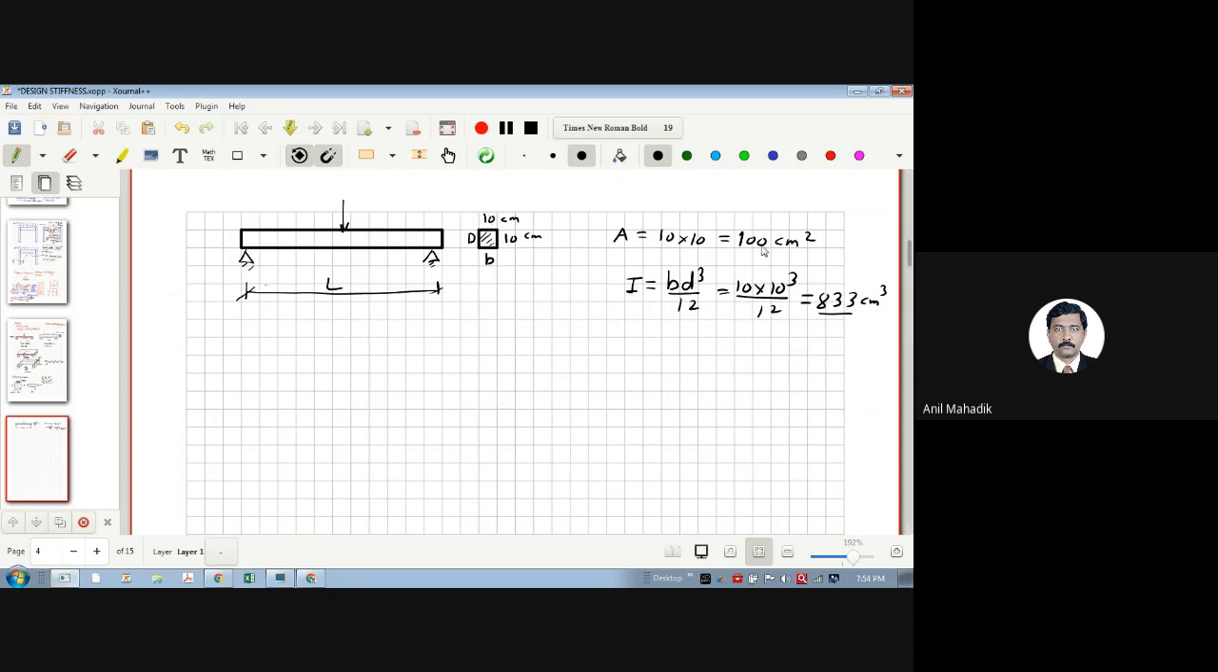Now here the area is the same. So now there is one choice. Instead of this beam, I will do one thing. Let's take.